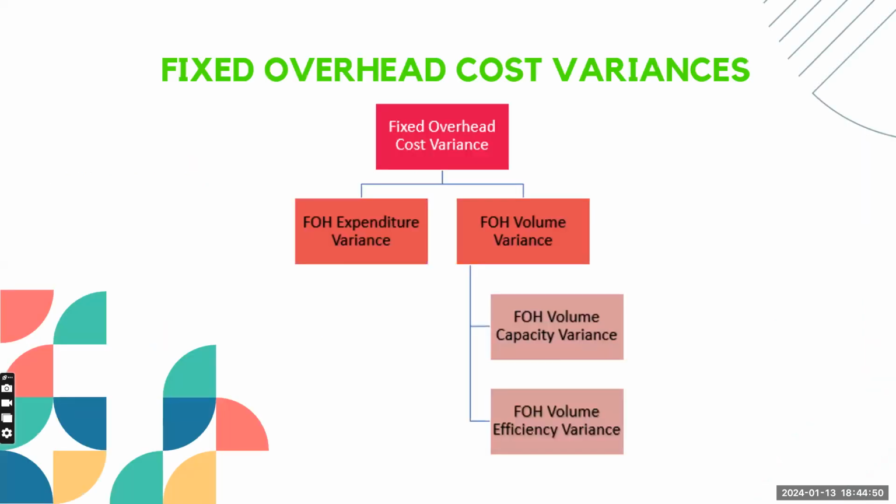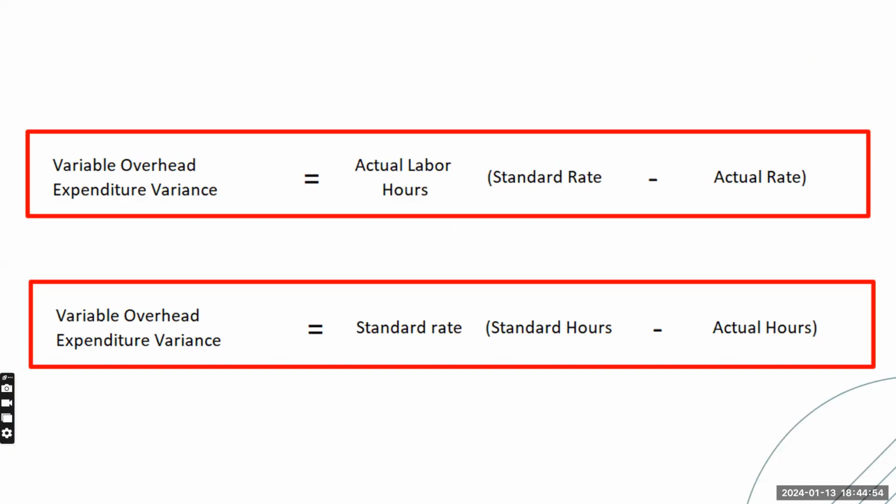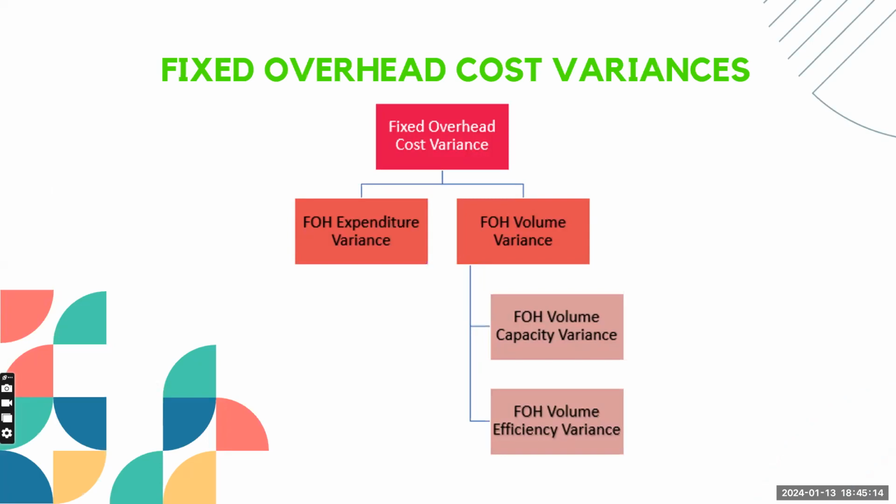Now let's see this one. Variable overhead expenditure variance means you take the change in the rate, holding actual hours constant. Then for the variable overhead efficiency variance, you take the change in the hours, holding the price constant. The price or the rate will be the standard rate, remember. Then we have the fixed overhead cost variances.